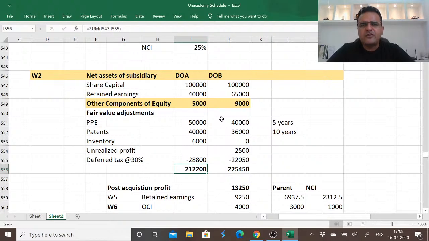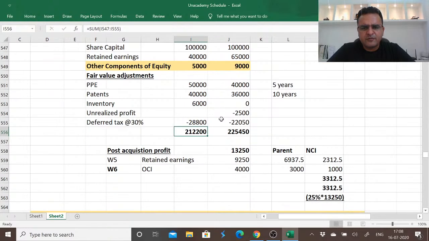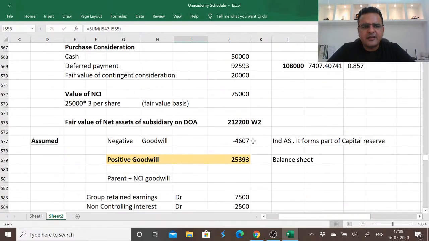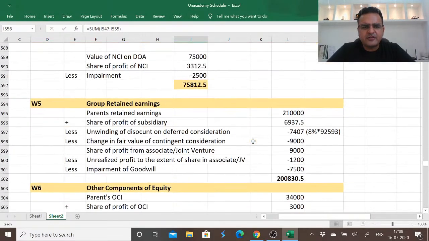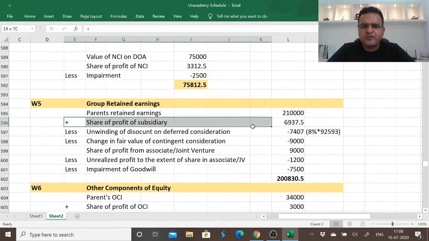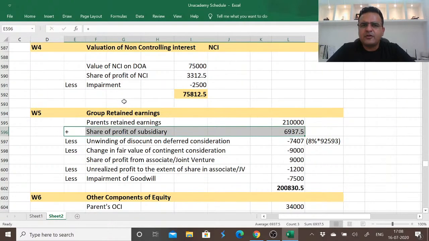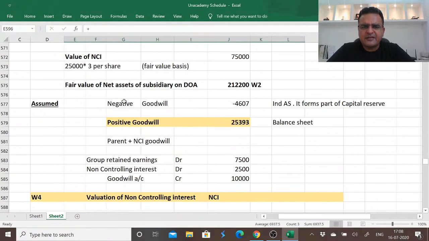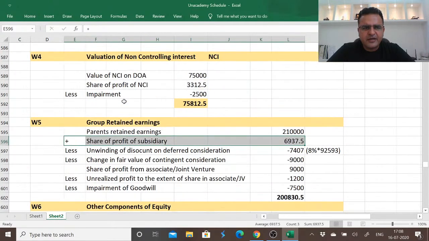So can we include the share of post acquisition profits as part of our group retained earnings? Whatever is the profit earned post acquisition is added as part of our group retained earnings in working note number 5 as share of profit of subsidiary. This group retained earnings forms part of the balance sheet.